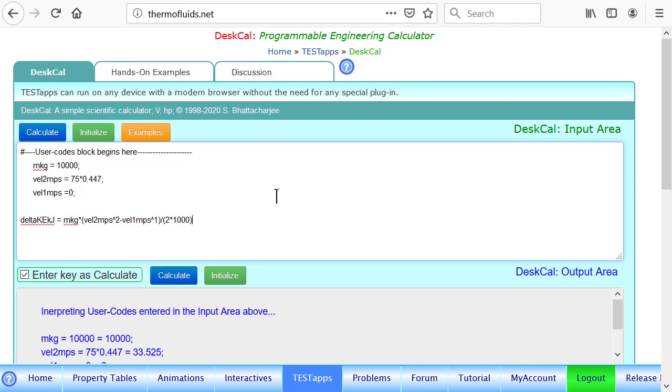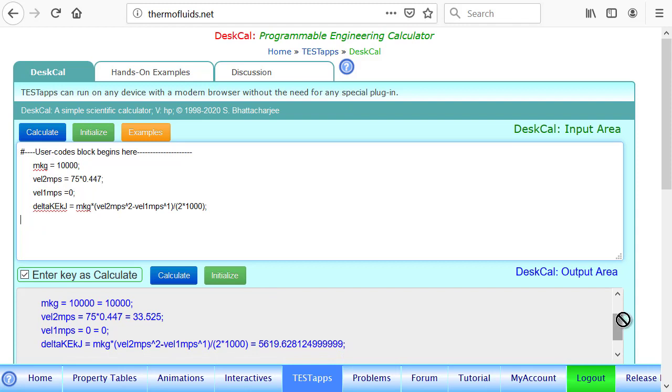So what I typically say is that instead of memorizing kinetic energy as half mv squared, it's better for engineers to remember kinetic energy as mv squared divided by 2000. Then you'll always get the correct SI unit. Okay, so let's calculate this and see if we got the right answer. So this is the delta kinetic energy in kilojoule.